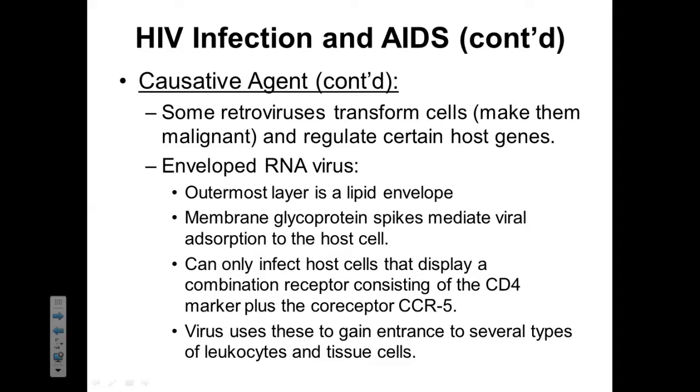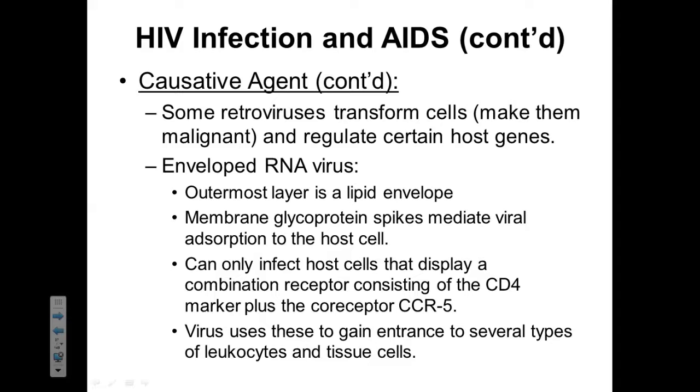HIV is an enveloped RNA-based virus. It's enveloped meaning that there's a coating of lipids outside of its capsid, so its outermost layer is a lipid envelope. It also is going to have a glycoprotein spike that's going to perforate its envelope, and it's going to allow for that virus to dock with its target cells and fuse and be absorbed within those target cells.